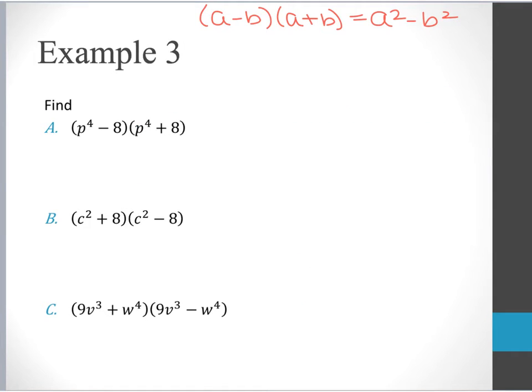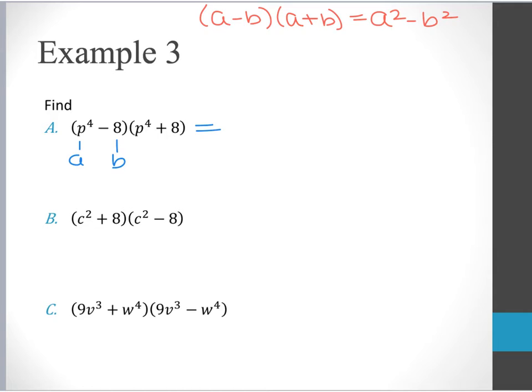So if we look at example 3, Part A, I have p to the 4th minus 8 times the quantity p to the 4th plus 8. Again, I have my p to the 4th in both factors, and I have 8 in both factors. The only difference is that I have a negative here and a positive here. So this is a red flag to me that I can use one of those special patterns. I'm going to start by identifying that p to the 4th is my a value and 8 is my b value.